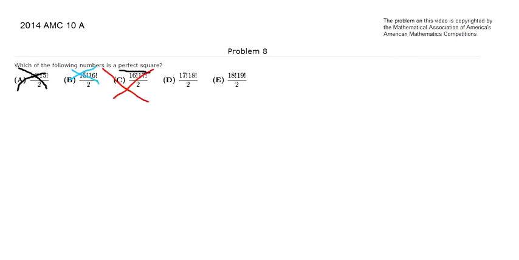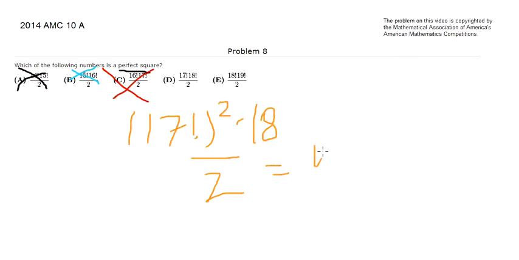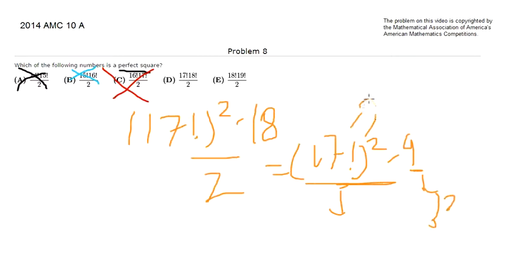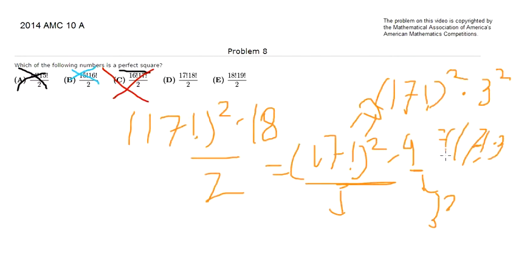Now let's look at D. 17 factorial times 18 factorial divided by 2. Well, by the same logic, that's 17 factorial squared times 18 divided by 2, which is the same thing as 17 factorial squared times 9. Well, we know that part is a perfect square because it's something squared, but is 9 a perfect square? Yes, 3 squared is 9. So this whole thing is 17 factorial squared times 3 squared, which is 17 factorial times 3, all of that squared, which is a perfect square. So D is a perfect square.